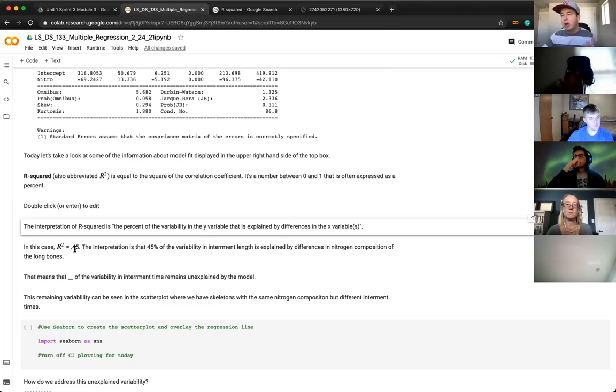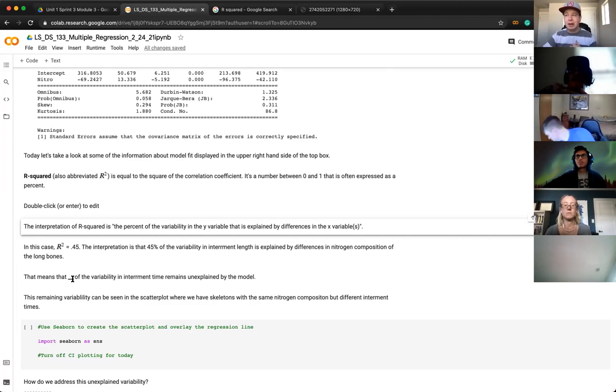Okay. So sometimes you'll hear this said, if we have multiple X variables, we won't say that, oh, 45% of interment time is determined by nitrogen composition. You'll just say, oh, 45% of interment time is determined by, or is explained by the model, right? If you use lots of X variables, you sometimes won't hear them stated individually. You'll just say the model in general of all the X variables we've included, right? Because we're going to start to include more than one here in just a minute.